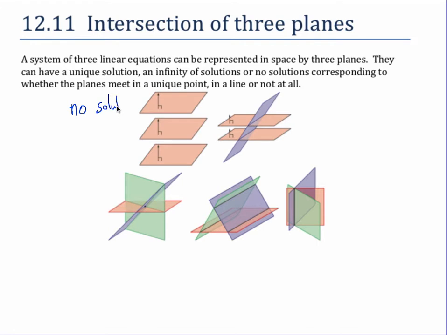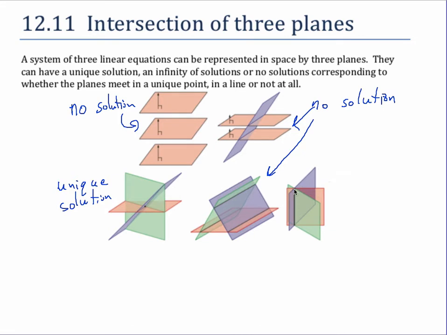This is no solution. Here, two of them are parallel, and the other one intersects the other two, but there's no place where all three of them intersect. So there's still no solution to the intersection of the three planes. Here there's a unique solution because they all intersect at one point. And here, this is also a case of no solution. They intersect at three different lines, but there's no place where all three of them intersect at the same spot.